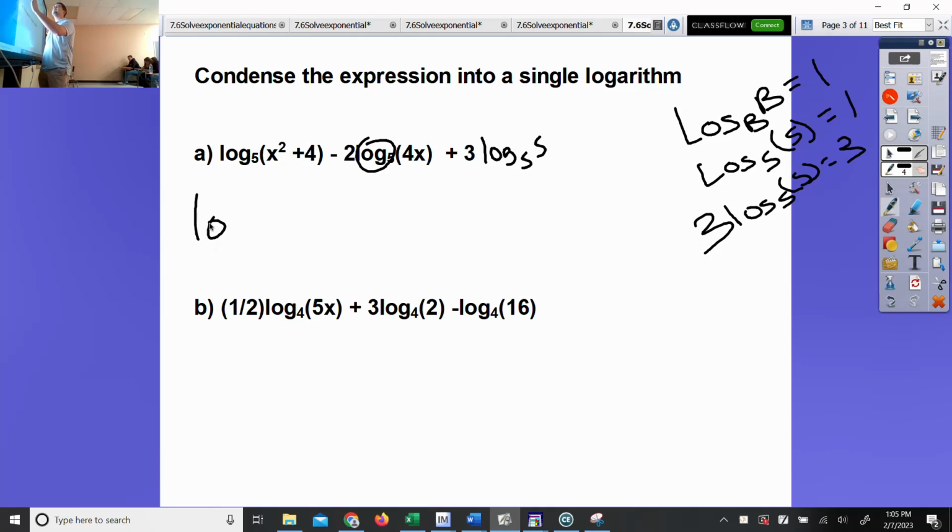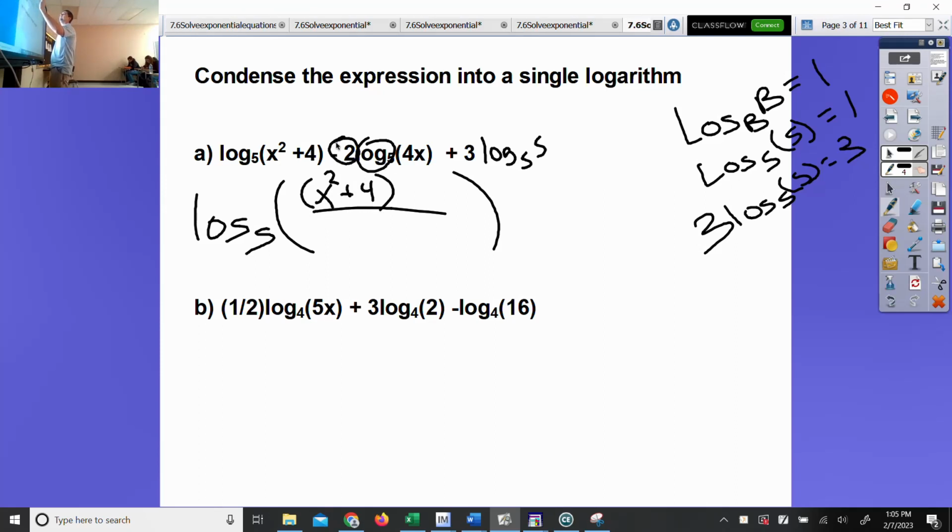And this is the opposite of what you were just doing. So instead of breaking apart a fraction, put the fraction together. Logarithm that contains x squared plus 4, is that logarithm positive or negative? Where does x squared plus 4 belong? Numerator. That's simple. What do you think you should do with that 2 and that 3 before you actually start putting them in? Make them exponents again.